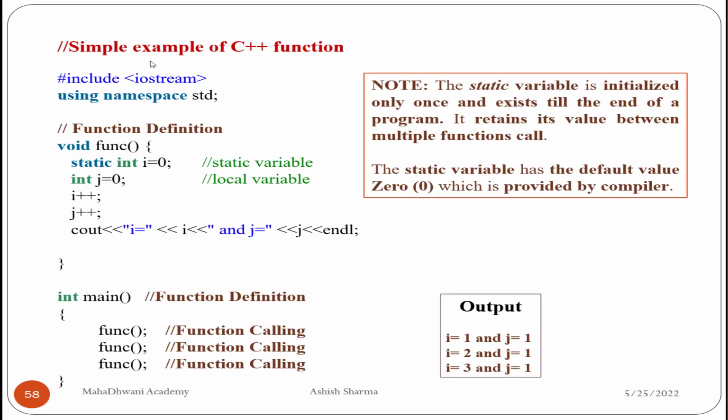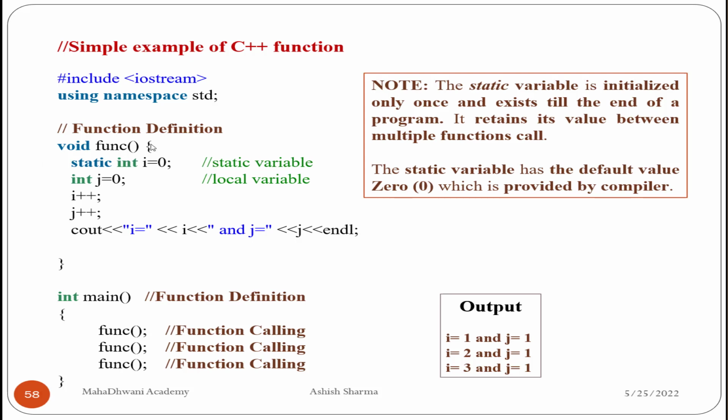Next, this is a small example. This is a simple example of a C++ function. We see here, first we have written the header file #include iostream, then using namespace std, which is the root namespace of the C++ compiler. Now function definition. Inside the function definition we can see first is the return type of the function, then function name, no parameter. We are not passing any parameter to this function. So this type of function is called a non-parameterized function or default function.